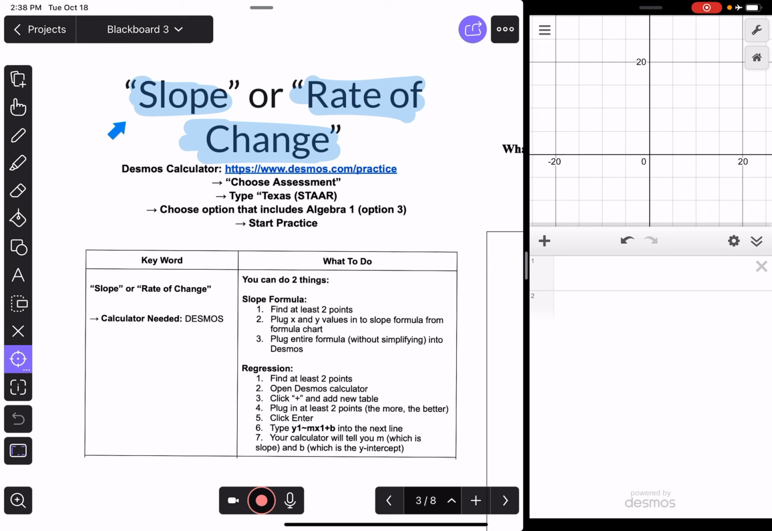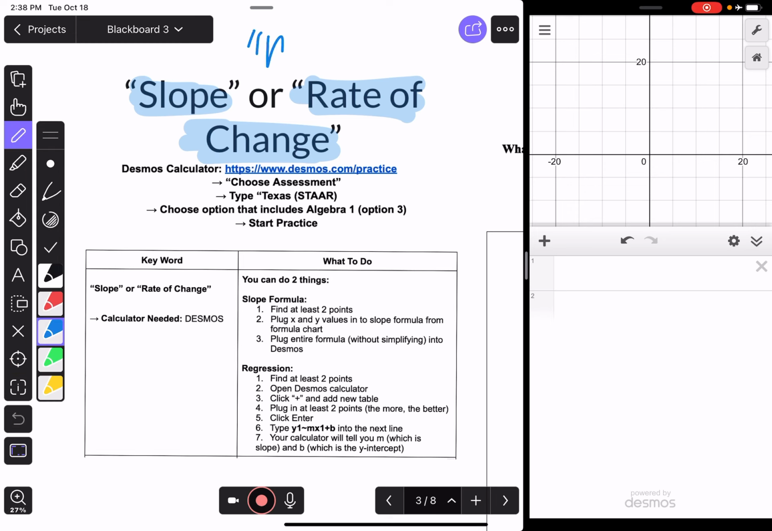So if you know how to find slope, and you see a question that says rate of change, you know how to do that as well. They're the exact same thing. If you remember nothing else from this video, remember that rate of change is the exact same thing as slope. They're both represented by the letter M, which we'll talk a little bit more about when we look at our formula chart for STAR.